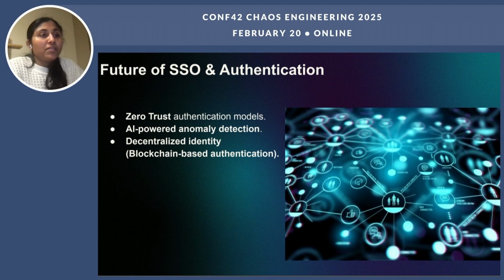One of the major trends is the zero trust model, where no user or device is implicitly trusted, and authentication is continuous rather than a one-time check. Next, AI-driven security is enhancing authentication by detecting anomalies in real time, identifying suspicious login patterns, and preventing fraud before it happens. Finally, decentralized identity using blockchain technology is emerging. This allows users to control their own credentials without relying on a central authority, improving privacy and reducing identity theft risk. These advancements will shape the next generation of SSO, making it more secure, intelligent, and user-centric.